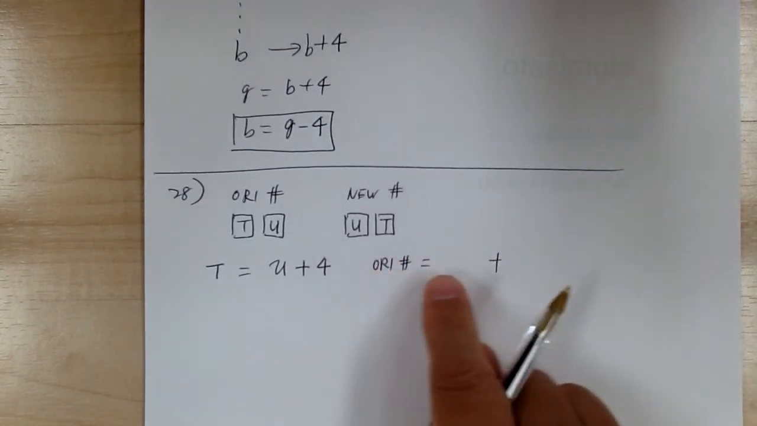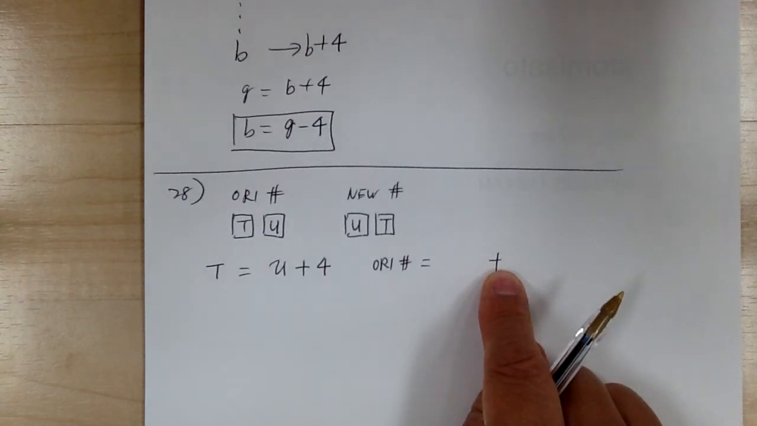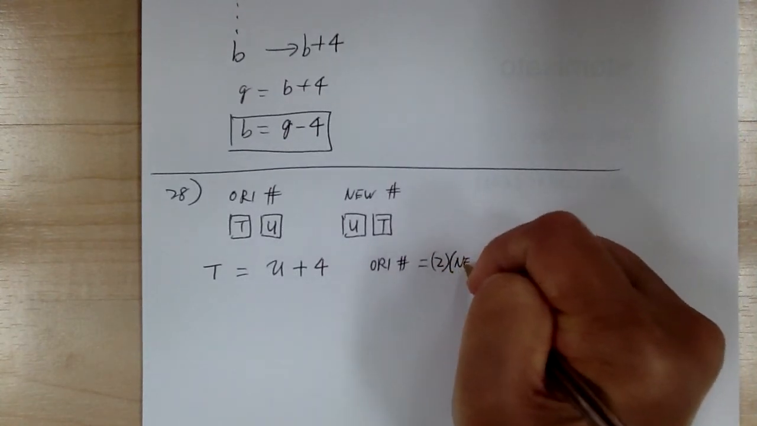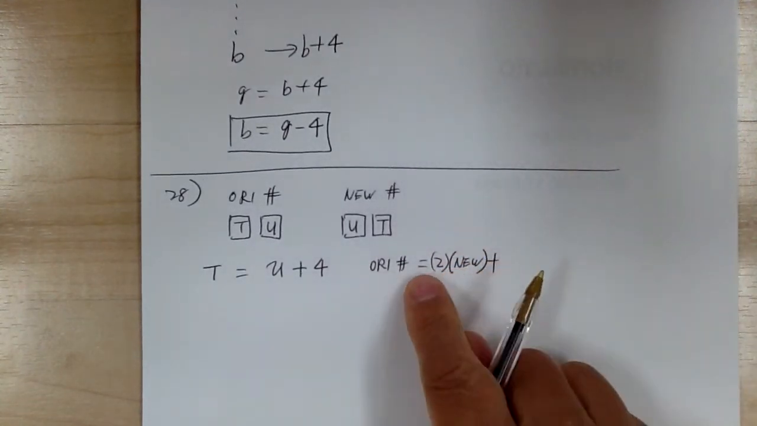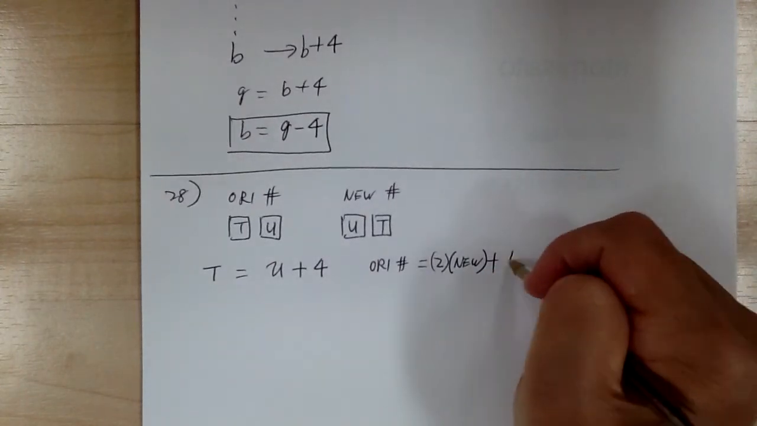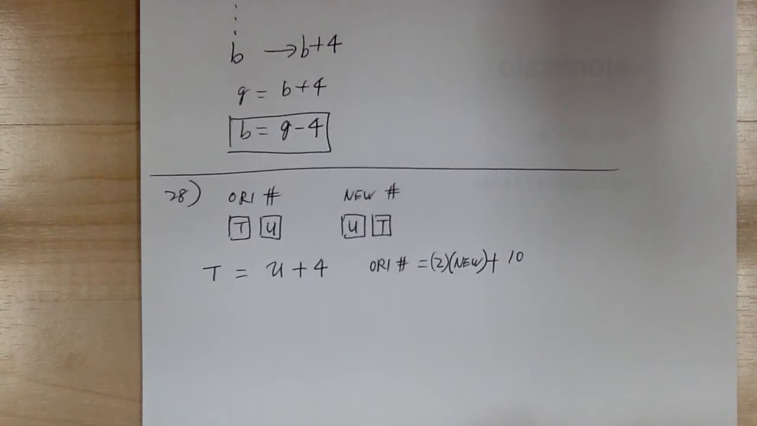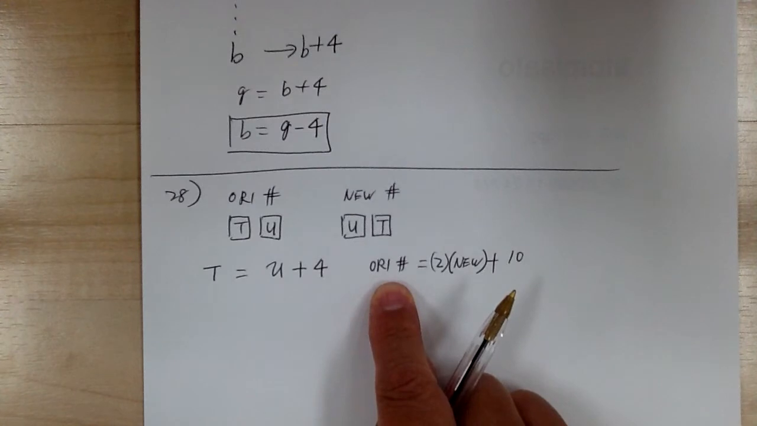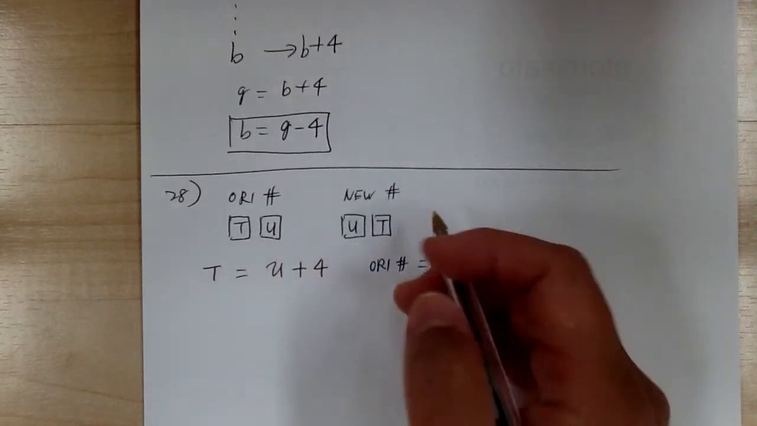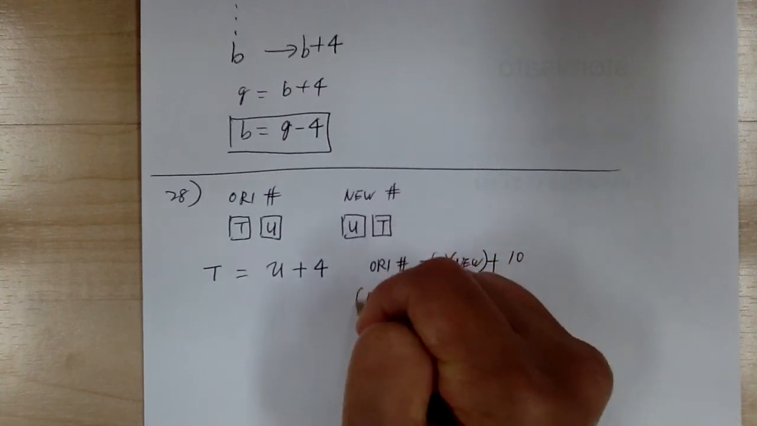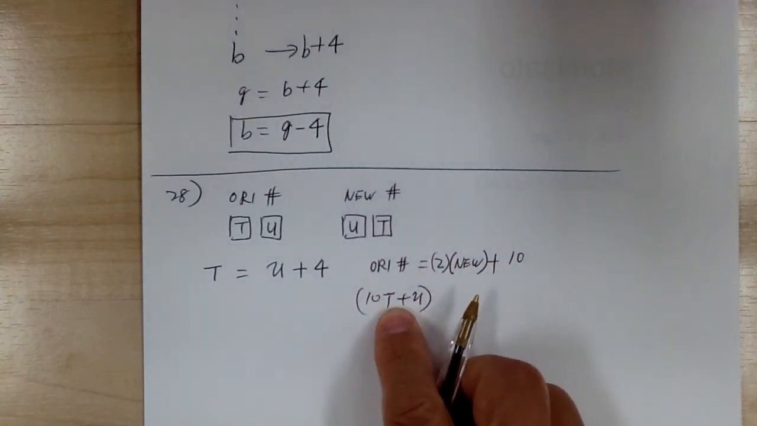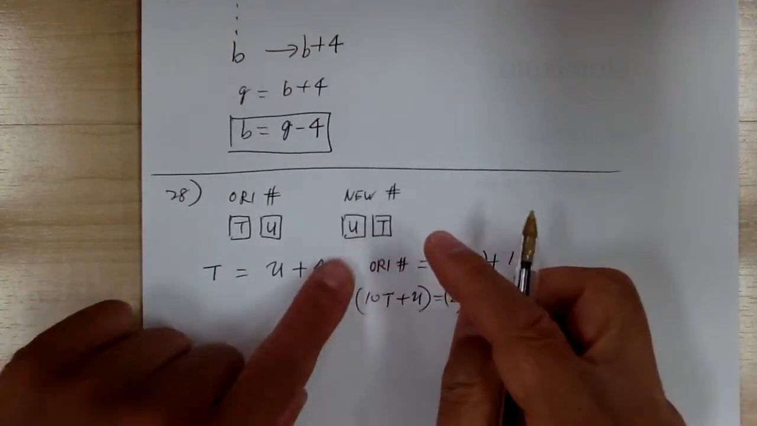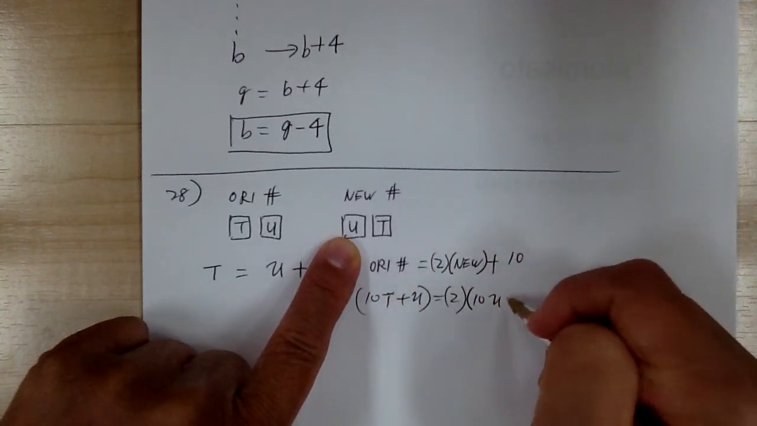Again, the number exceeds twice the number, so 2 times, and now this is going to be a new number. Okay, so twice the new number by 10. Now next, you're going to go ahead and substitute these. Now remember, a number has a value. So the original number would be 10t plus u, because the 10th digit is worth 10. And this will equal 2 times the new number. Now the unit digit is worth 10, so it would be 10u plus t.